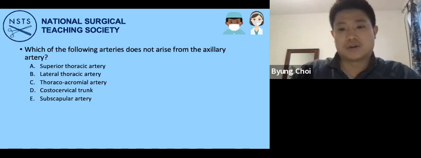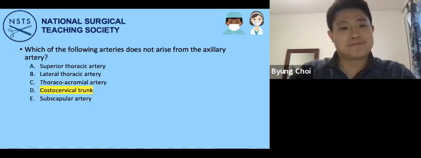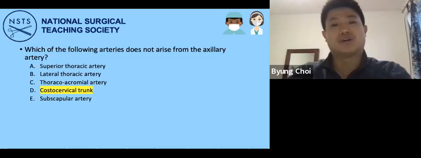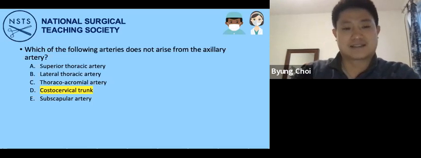But yeah, most of you got this again correct. It's D, costocervical trunk. Okay. So the costocervical trunk does not arise from the axillary artery because it comes off the subclavian artery.